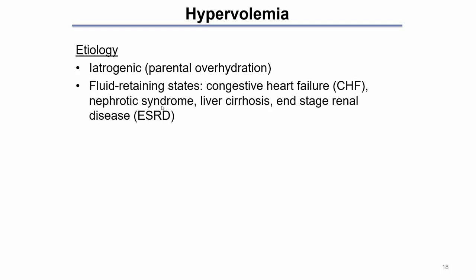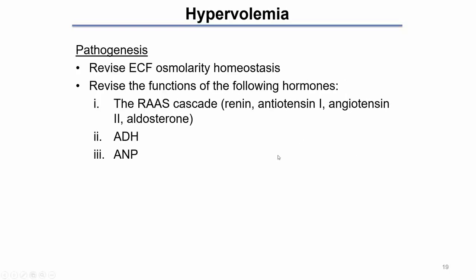So now there's less albumin in blood, and we already mentioned how the process occurs in the case of liver cirrhosis. So those are the main etiologies for hypervolemia: the fluid retaining states, congestive heart failure, nephrotic syndrome, liver cirrhosis, and ESRD. Let's do the pathogenesis, which really is the same thing as before.